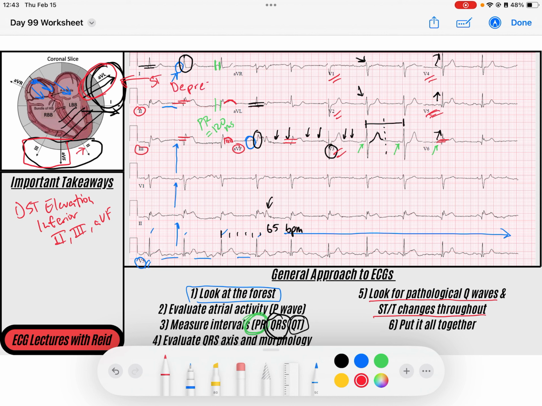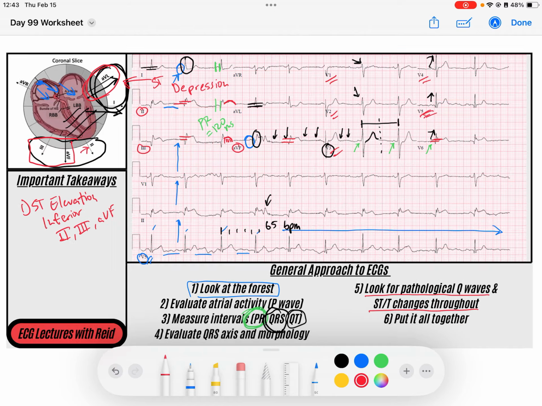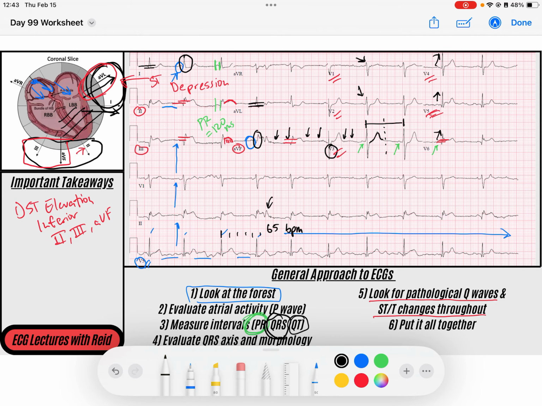most prominent in AVL. And so if we put this all together, what do we think is going on? So we've got a sinus rhythm at a rate of 65 beats per minute. We have an inferior ST segment elevation, leads 2, 3 in AVF, with reciprocal depression that is most prominent in lead AVL. And so this actually was a patient who had a distal RCA infarct.